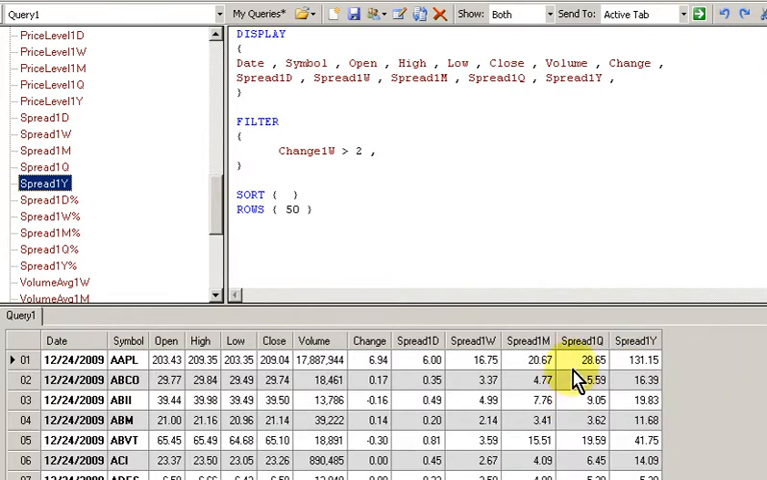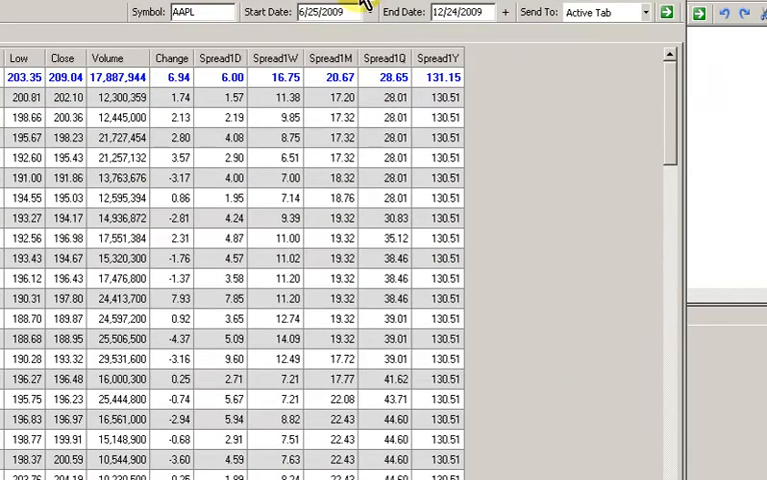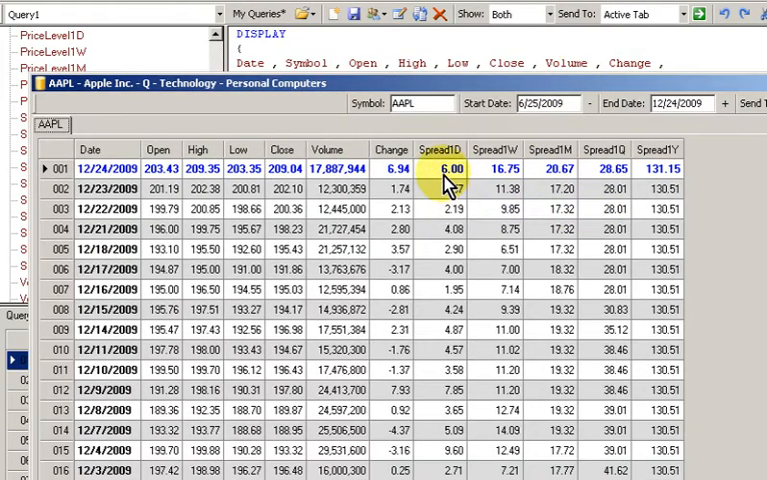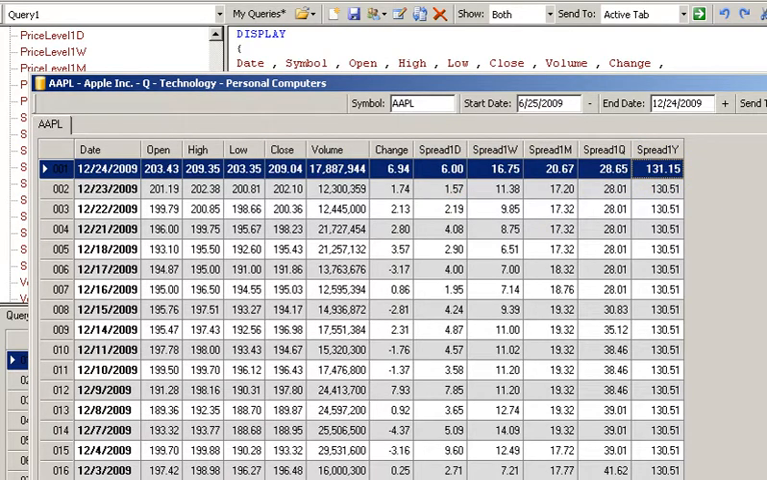Okay, so we see that Apple had huge spreads. Just huge. For the year, its spread, the high and the low, was $131.15. That's amazing. So spread for the quarter is $28.65, and so on. So the spread is the high minus the low.